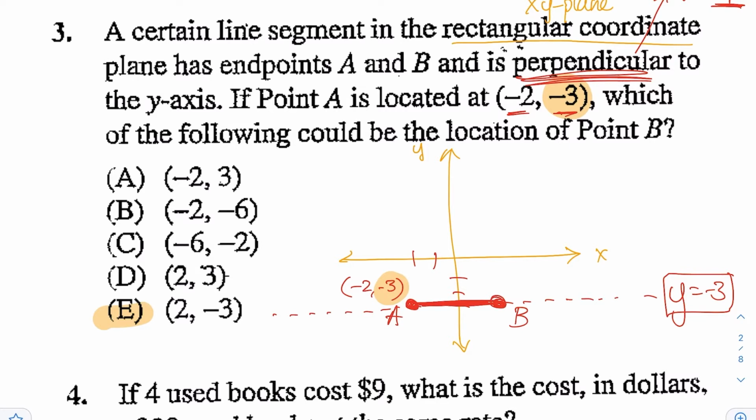So go through all the choices. If you scan all the choices, only choice E has the same y-coordinate of -3. So that means that the answer has to be choice E. So B could be 2 comma -3. Again, it could be anywhere on this line. So it could be 3 comma -3, 5 comma -3, but it has to have a y coordinate value of -3.